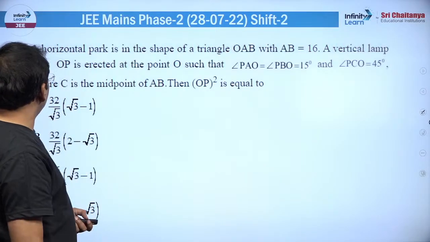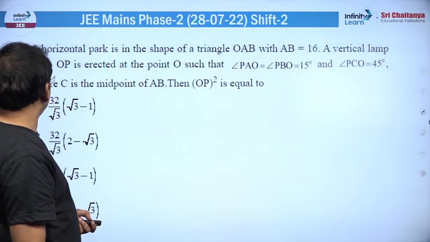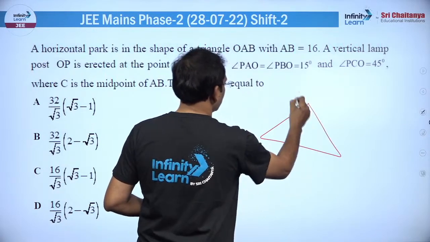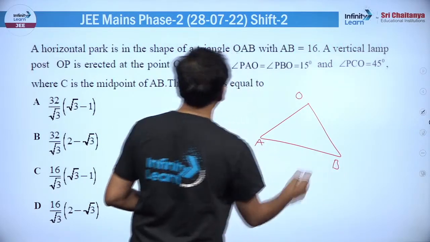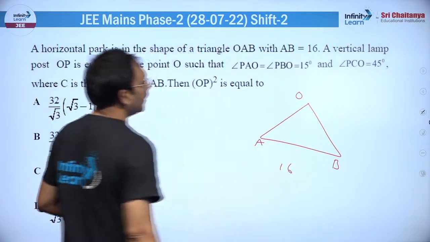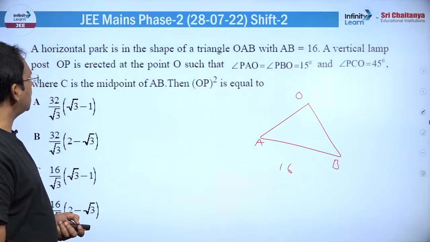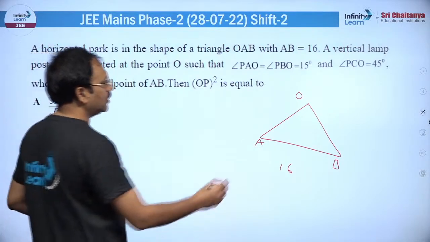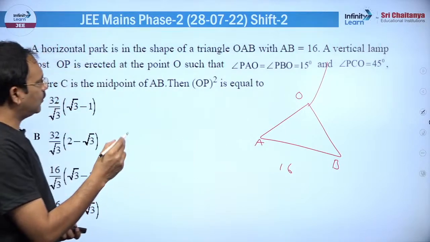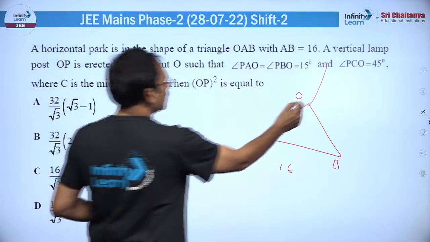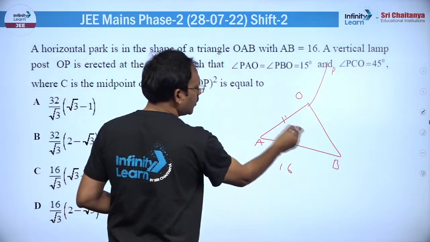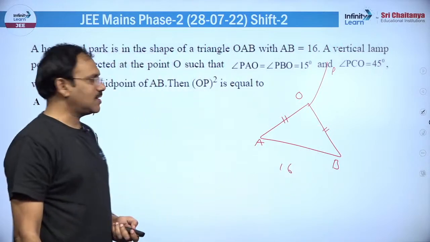Next question: this is a question related to heights and distances. A horizontal arc is in the shape of a triangle OAB. Suppose OAB, right? Then AB is given as 16, fine. Then a vertical lamp post OP is erected at the point O. So here there is a vertical lamp post. Angle PAO is equal to angle PBO, so obviously these two must be equal. It is an isosceles triangle.